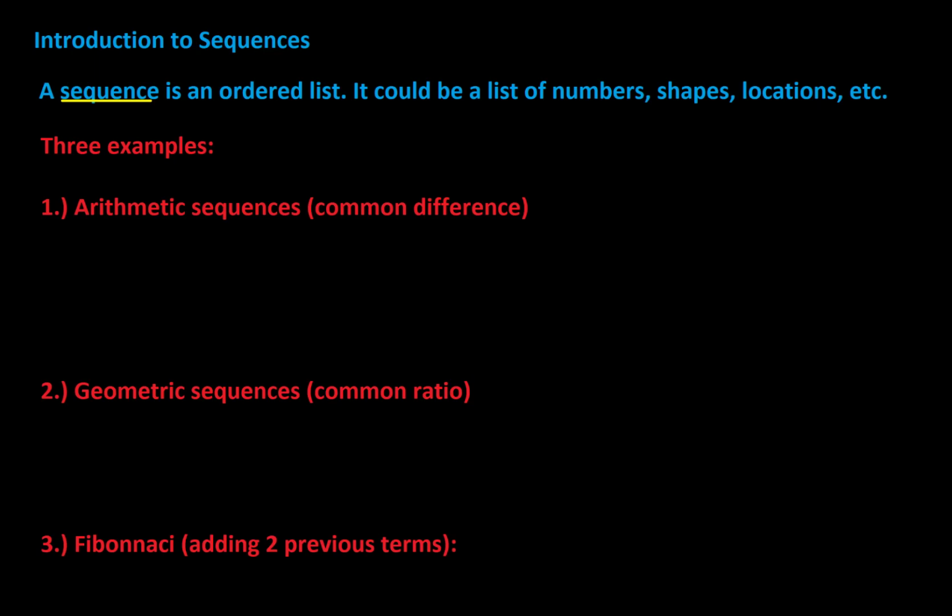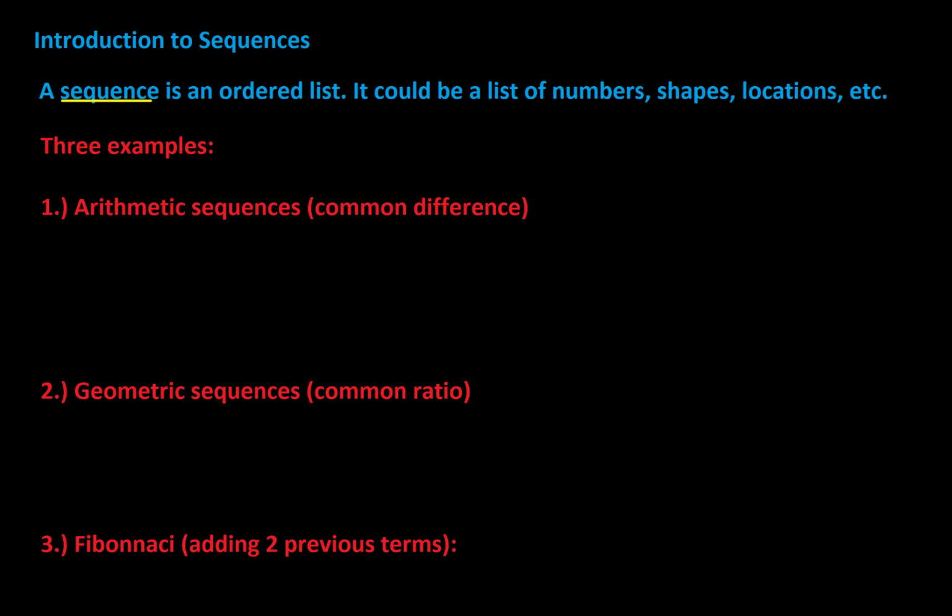And for our purposes in discrete math, we will often talk about an ordered list of numbers. But keep in mind, a sequence could be more general. All right, so let's talk about three examples, and then maybe I'll give you a couple of additional ones as well. The first example that I'd like to talk about is called an arithmetic sequence. And an arithmetic sequence is a list of numbers where there's a common difference between the terms.